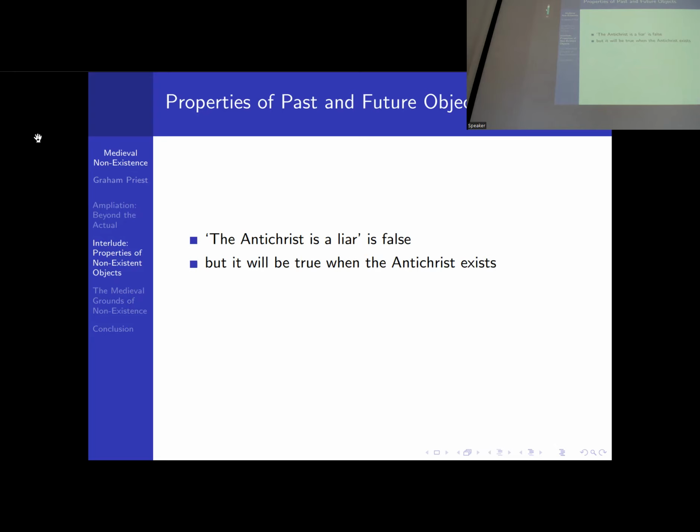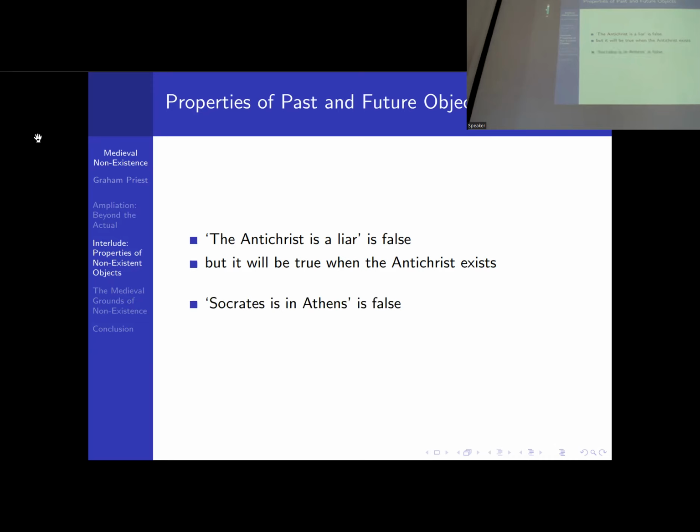So this is false. However, all these guys think it will be true when the Antichrist does exist. I'm tempted to make a remark about Donald Trump again, but you can think about that. Okay. So in the future, when the Antichrist exists, the noun phrase, the Antichrist, will refer to that thing, and the Antichrist will be a liar, because that's what the Bible says. Okay. So it's a property of the Antichrist to be a liar. When does the Antichrist have the property of being a liar? Well, not now, but in the future.